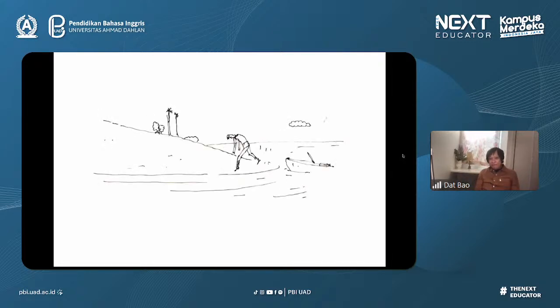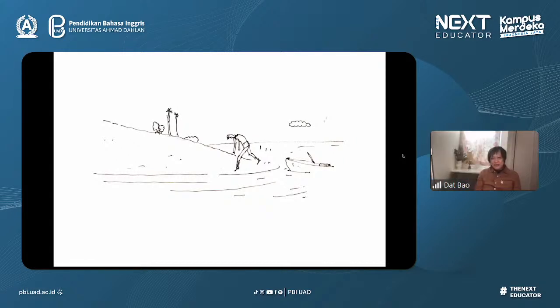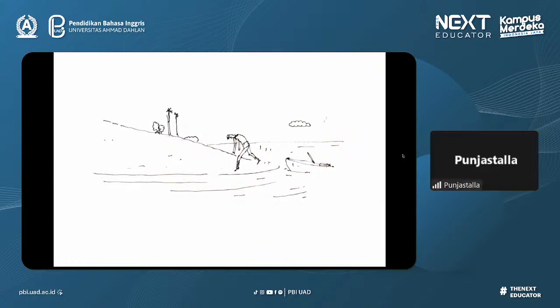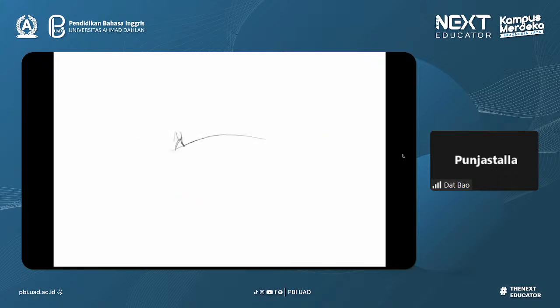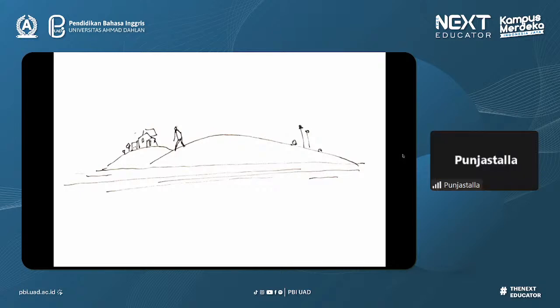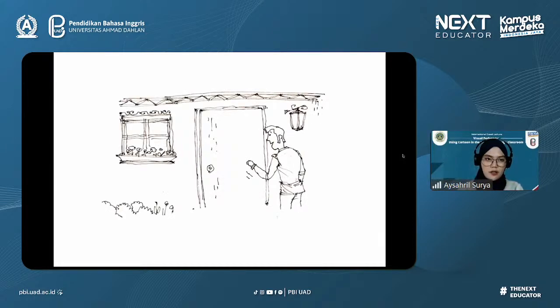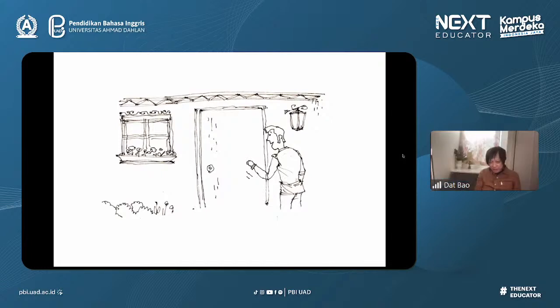Finally, what happens? He arrived at the island. Do you think he finds the home? Not yet. He keeps walking, walking. And then? He finds her house. And he tries to knock on the door, and the door opens.